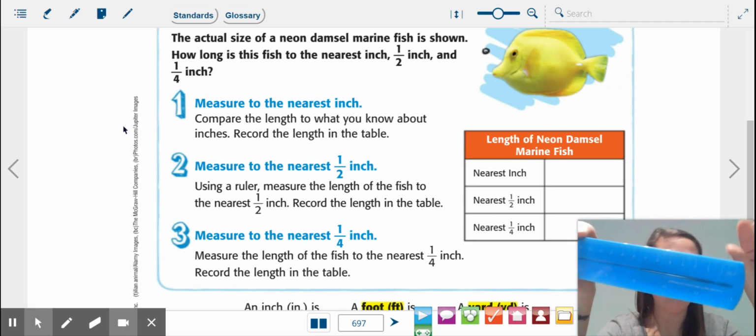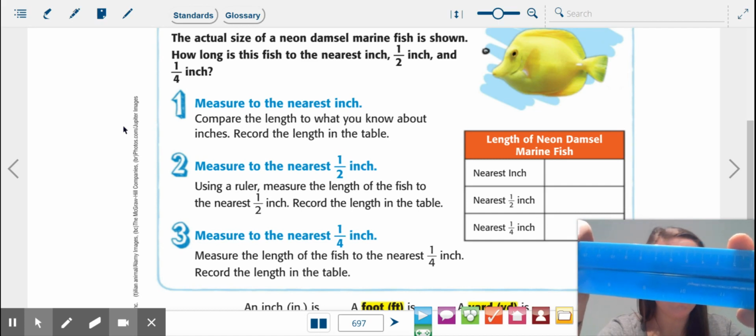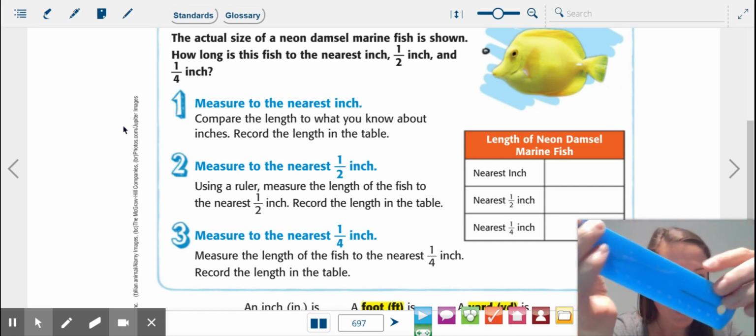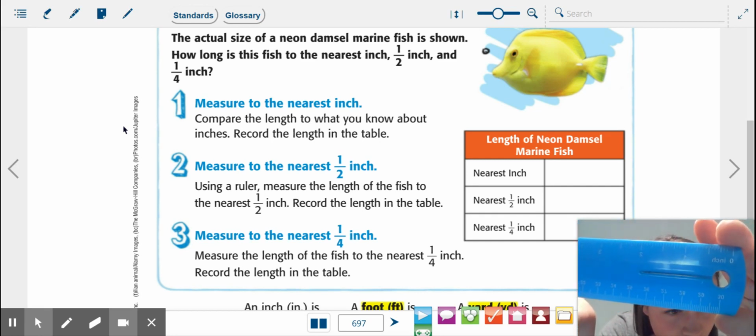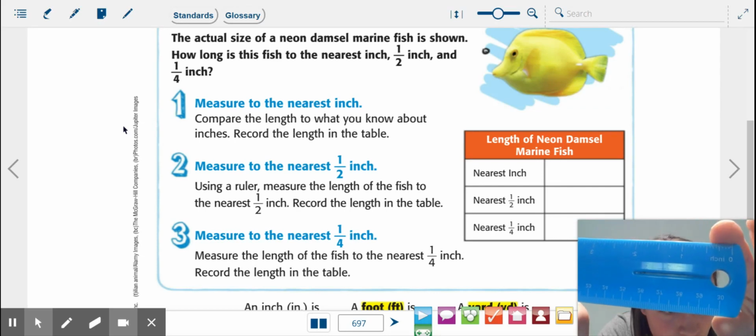Okay, so this is Miss Power's ruler. You can see that up here I have centimeters, and then here are inches. So this is what we will be working with. We're working with inches.